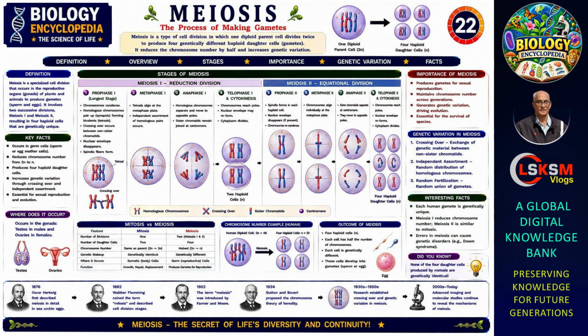22. Meiosis. Meiosis is a specialized form of cell division that produces reproductive cells with half the chromosome number. Learn about its stages, genetic variation, crossing over, and importance in sexual reproduction.